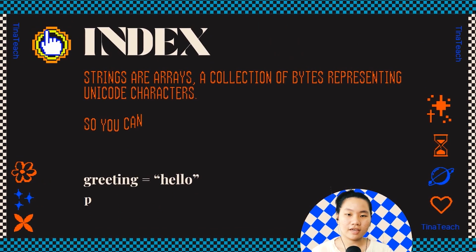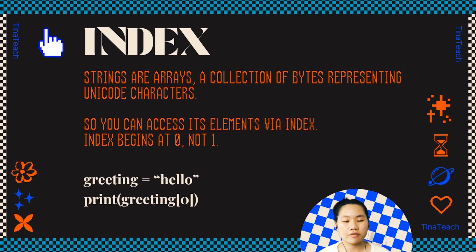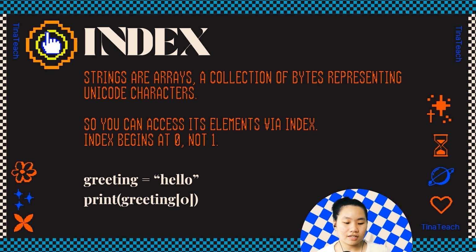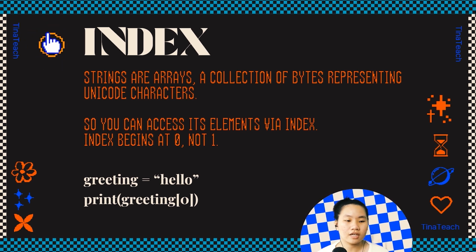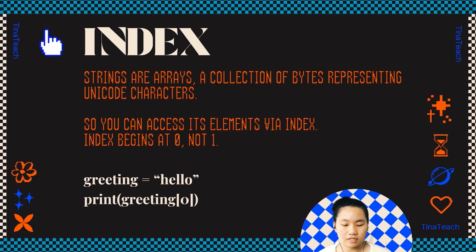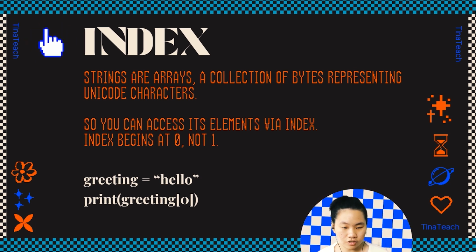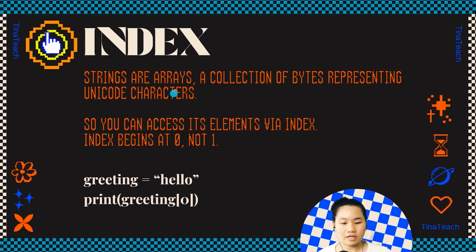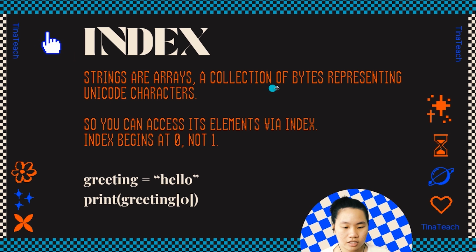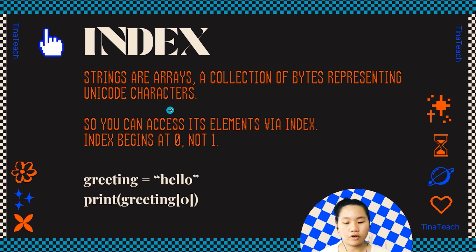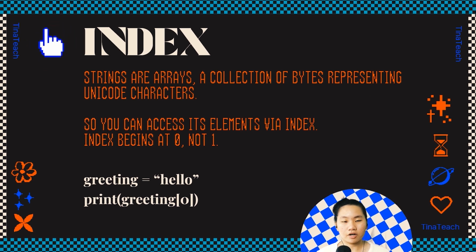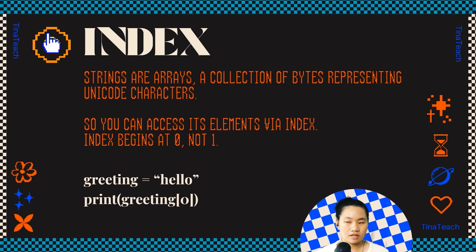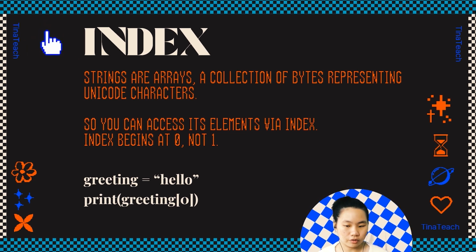Alright, what's next? Okay, indexing. So what are arrays? Arrays are basically just a collection of data. If the data is strings, you have an array of strings. If it's integers, then you have an array of integers. As simple as that. Okay, so in this case, strings are arrays, as I've written here, a collection of bytes representing Unicode characters. Okay, and the next part is index. So you use the index whenever you want to access elements of a certain value.